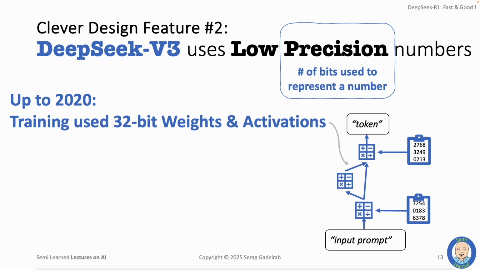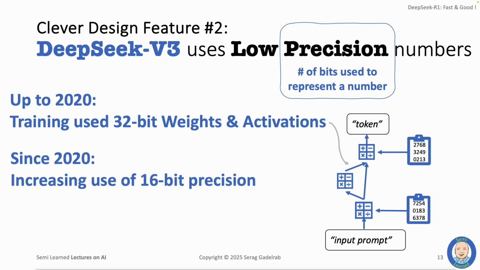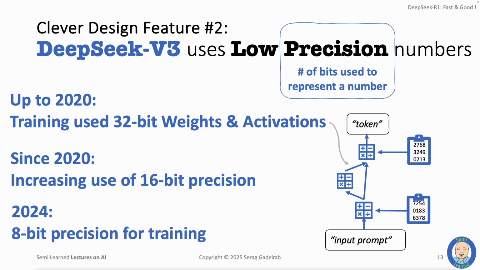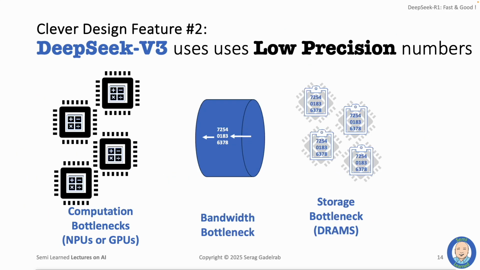Since 2020, there has been an increasing usage of 16-bit precision for training, though some of the training calculations had to stay in 32 bits. And in 2024, hardware started to show up that would allow training with 8 bits of precision. But having just 8 bits of precision limited the number of values that can be represented to only 255 numbers. Training with that would require a lot of clever engineering. But that is exactly what DeepSeek seems to have done.